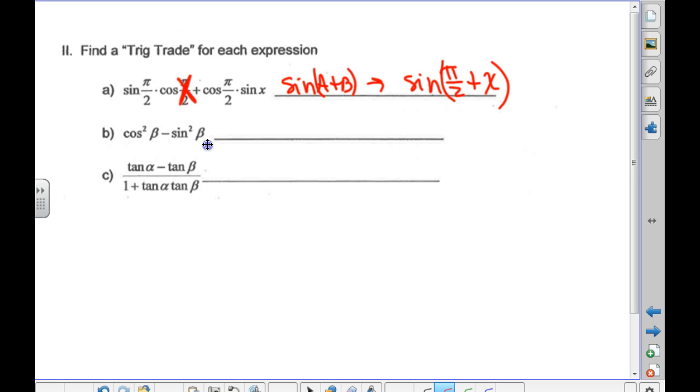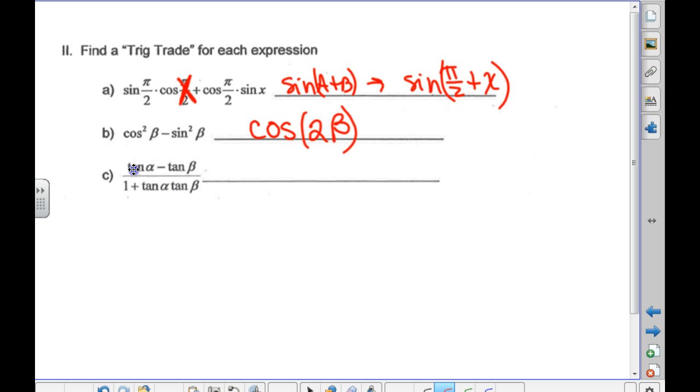This one's super easy. It says exactly that on your sheet, except we're going to trade it for a beta. Where does it say cosine squared minus sine squared? Cosine of A plus B? Nope. Cosine squared minus sine squared is cosine 2 theta, or in this case, cosine of 2 beta.